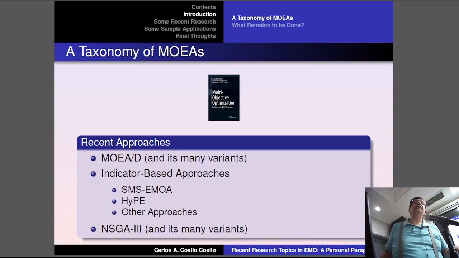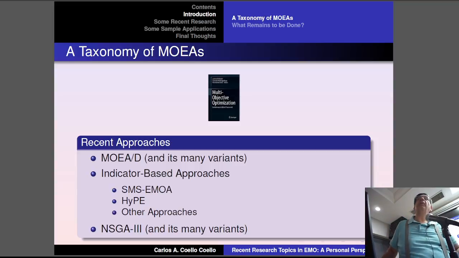Then the algorithms that most people are using today were proposed between the year 2004 and 2014. So we have, for example, MOEA/D, which is based on decomposition. I will get into that. MOEA/D was proposed in the year 2007. Then we have a paradigm called indicator-based multi-objective evolutionary algorithms. It's a very intriguing idea. I will get into that as well.